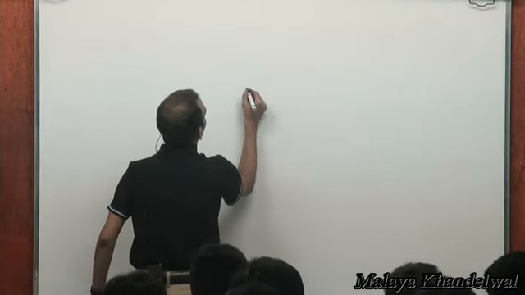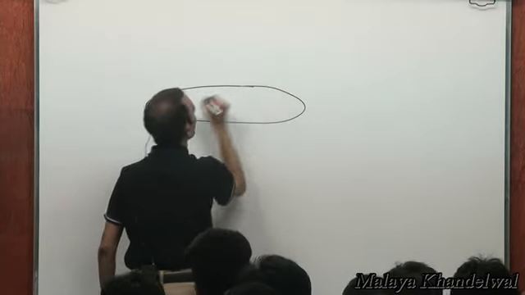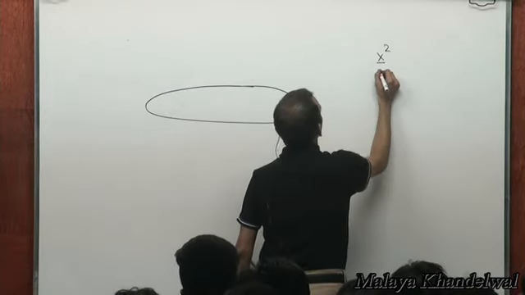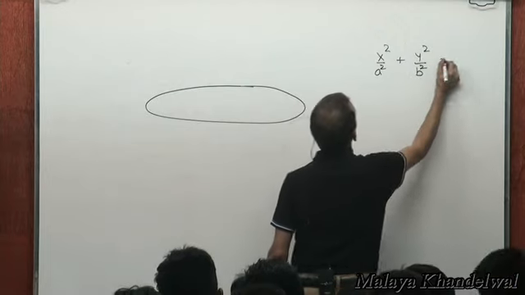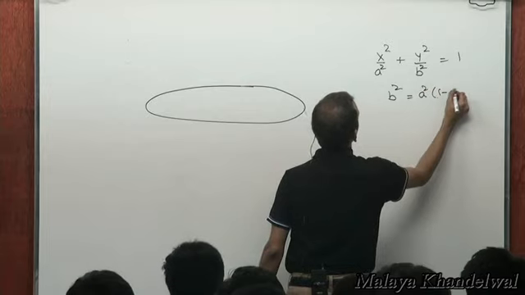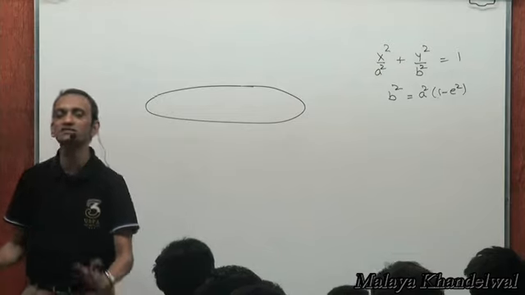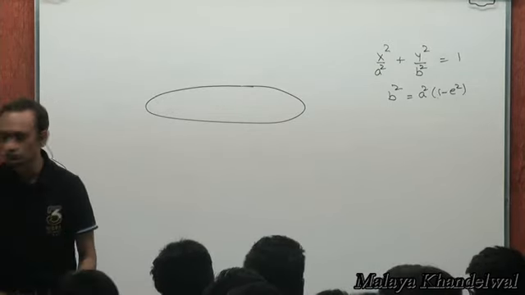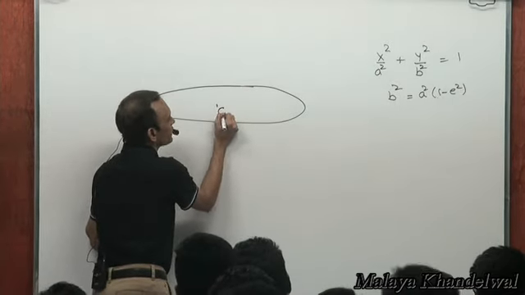So, if this is an ellipse, call it x squared by a squared plus y squared by b squared equal to 1. b squared is a squared into 1 minus e squared. b is the semi-minor axis. a is the semi-major axis. e is the eccentricity, a number lying between 0 and 1. There is a center C of this conic section.